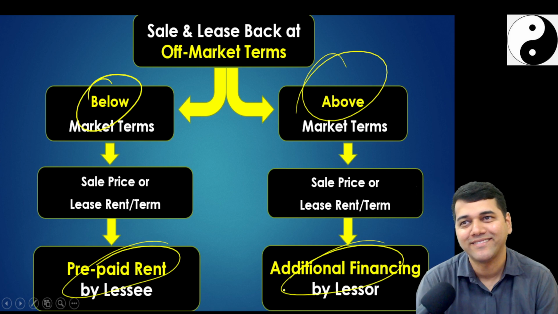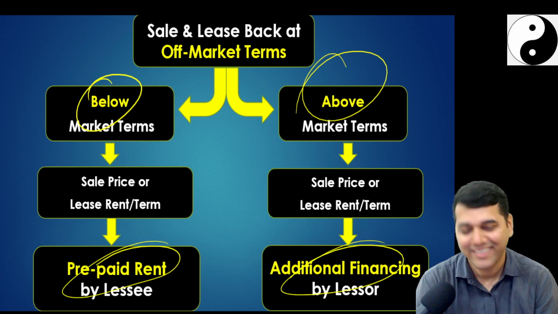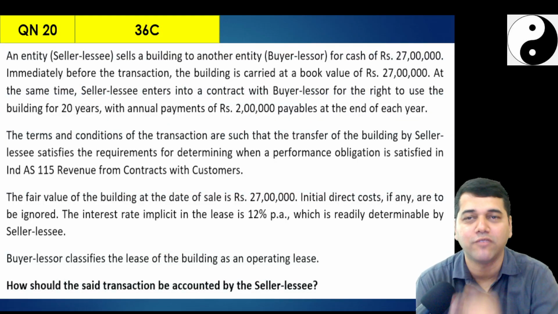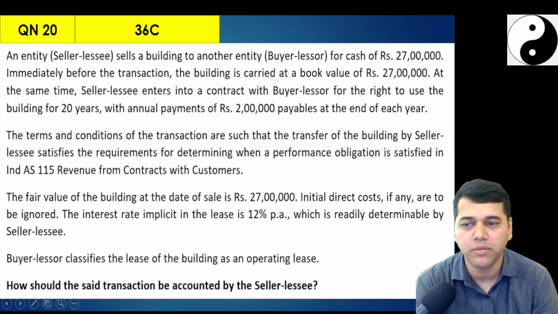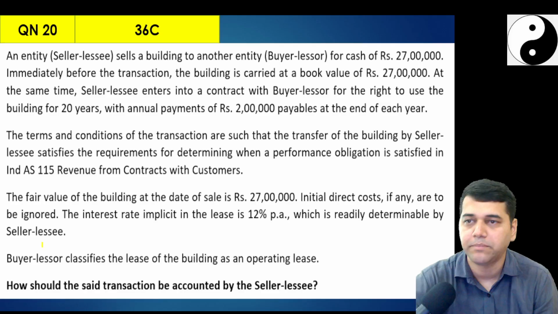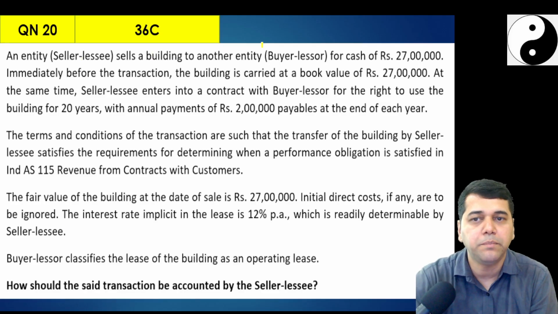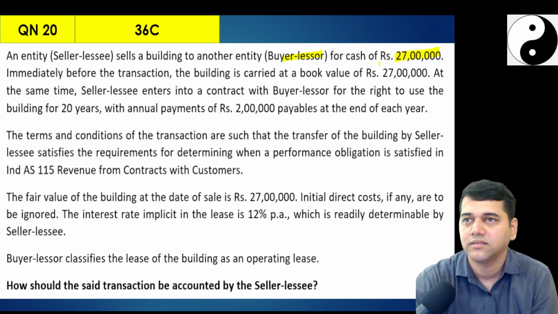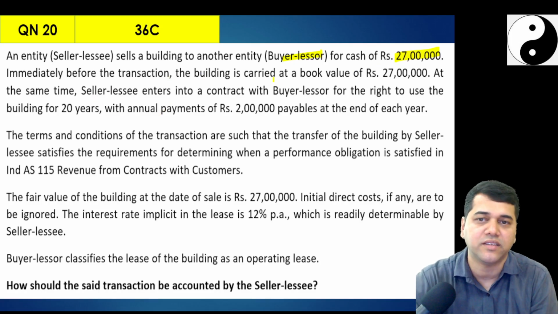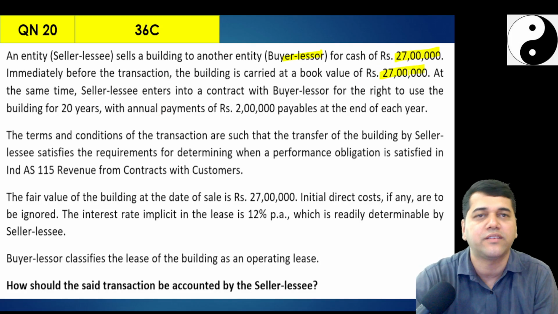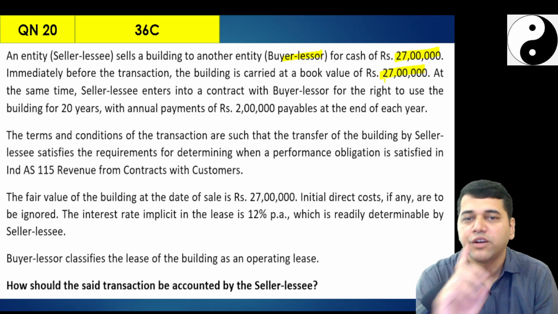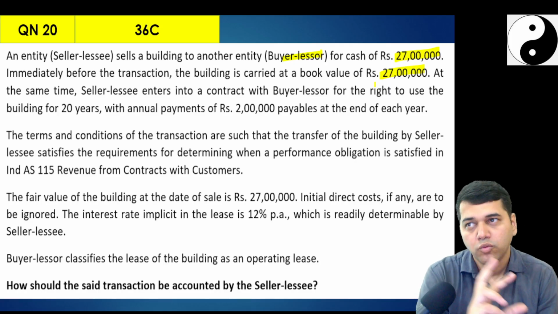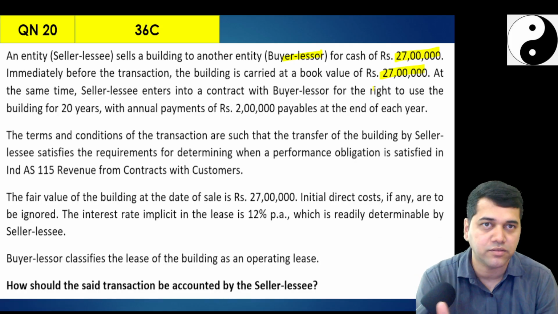Now perfect, clean. So we'll apply our learning in one problem. This is my own problem. Okay, so we'll try to understand the example. Entity seller sells a building to another entity, seller lessee, buyer lessor, for a cash of 27 lakhs. Now immediately before this transaction, the building carried at a book value of 27 lakhs. That means 27 must be fair value. What you must have done? You must have fair valued it.